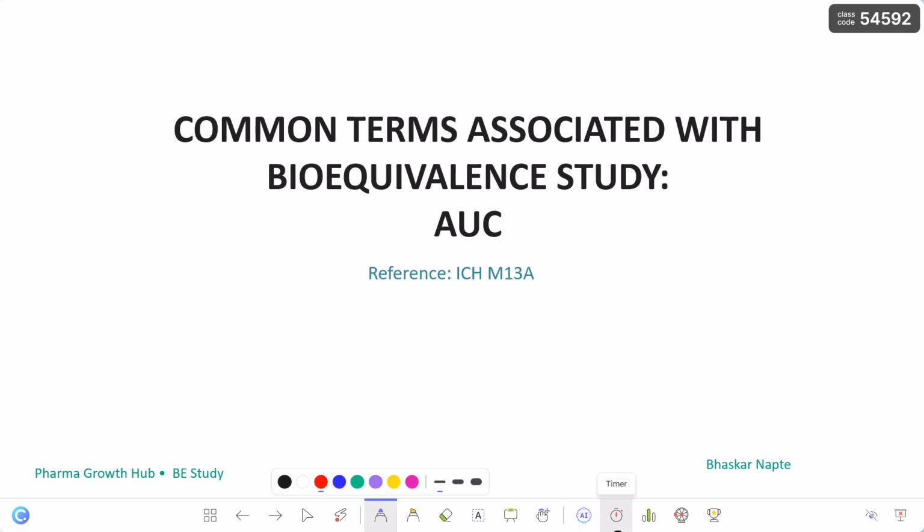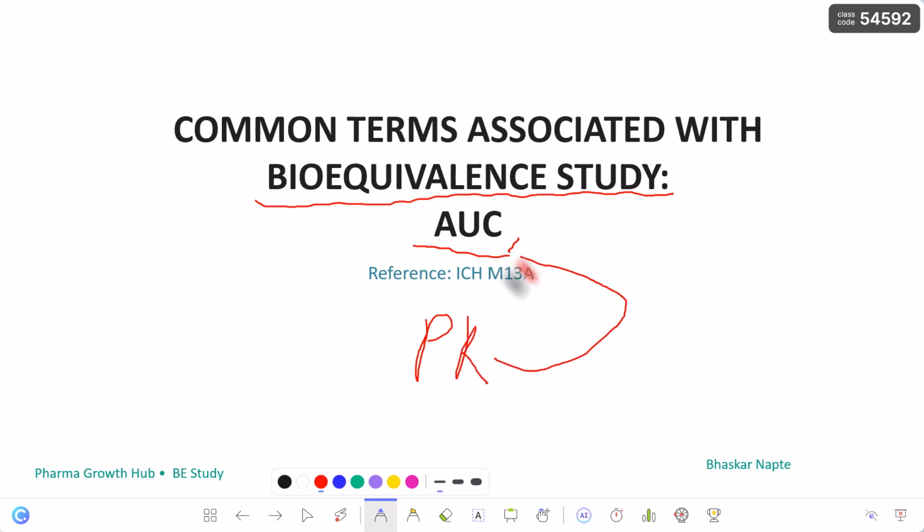As a part of today's discussion, we will try to understand one of the very important common terms associated with bioavailability as well as bioequivalence study. This common term is AUC, or area under curve. As a part of pharmacokinetic evaluation, AUC is a very important parameter along with the Cmax. There are also different types of AUCs used in the bioequivalence study, so we'll talk about all these different types of AUCs.